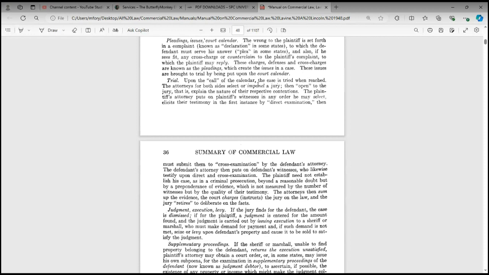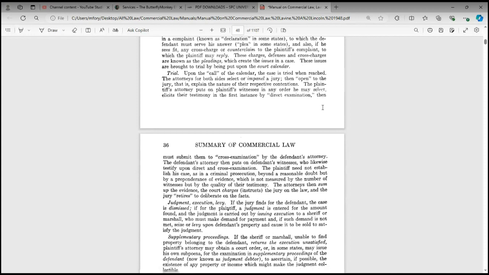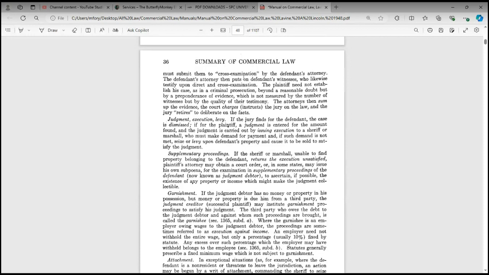Trial. Upon the call of the calendar, the case is tried when reached. The attorneys for both sides select or impanel a jury, then open to the jury, that is, explain the nature of their respective contentions. The plaintiff's attorney puts on plaintiff's witnesses in any order he may select. He elicits their testimony in the first instance by direct examination, then must submit them to cross-examination by the defendant's attorney. The defendant's attorney then puts on defendant's witnesses, who likewise testify upon direct and cross-examination.